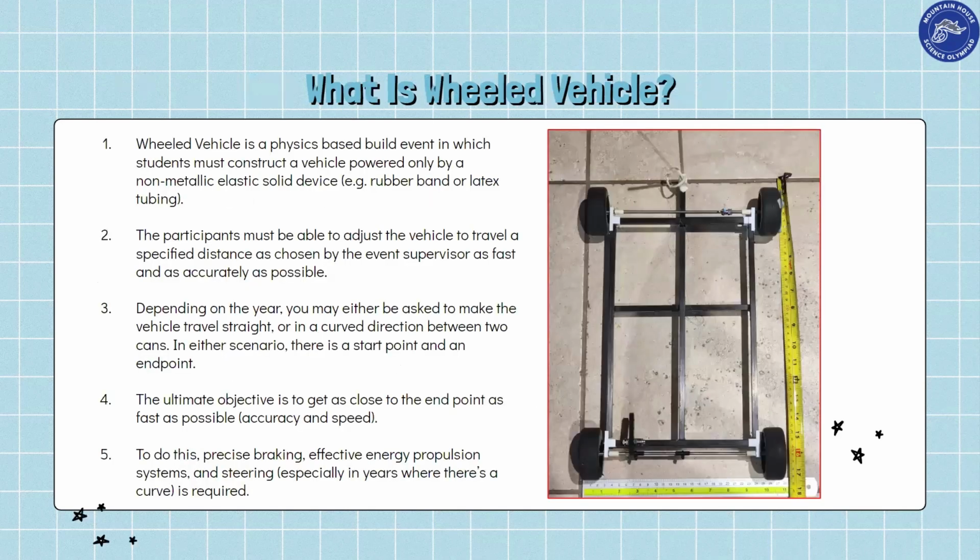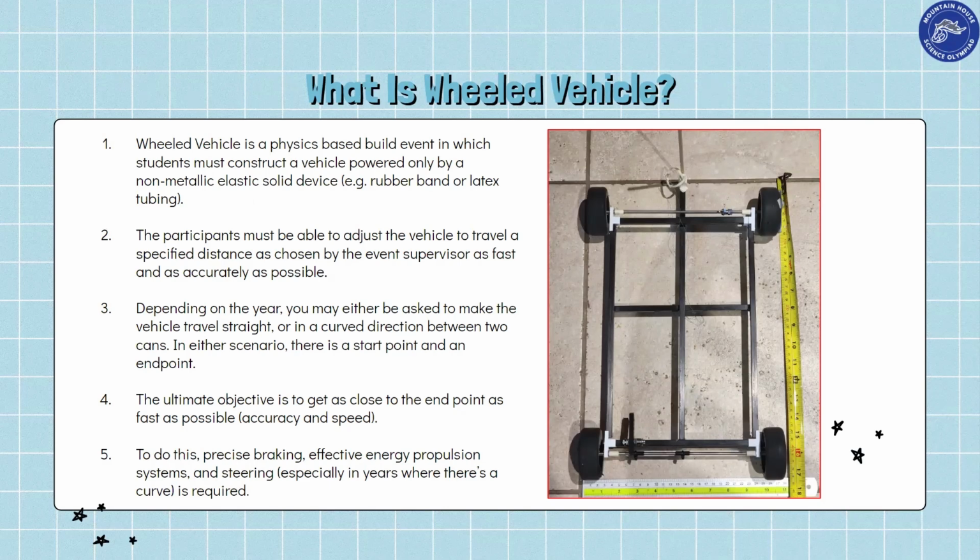What is wheeled vehicle? Wheeled vehicle is a physics-based build event in which students must construct a vehicle powered only by a non-metallic elastic solid device, for example, a rubber band or latex tubing. The participants must be able to adjust the vehicle to travel a specified distance as chosen by the event supervisor as fast and as accurately as possible.